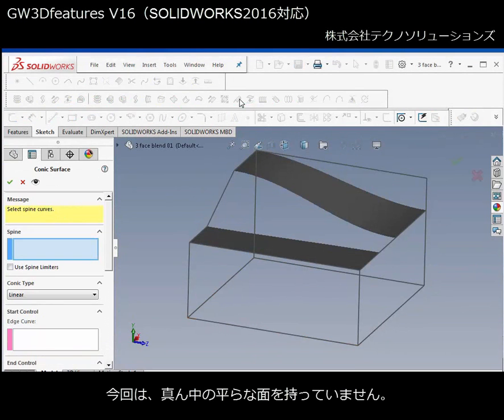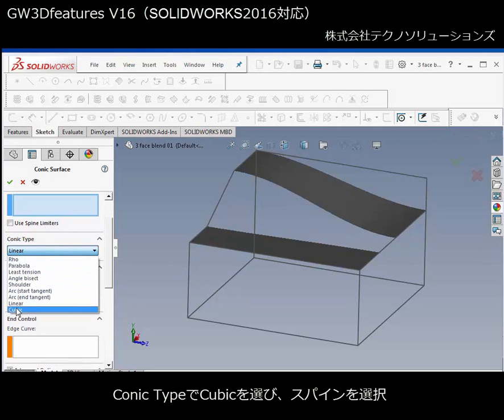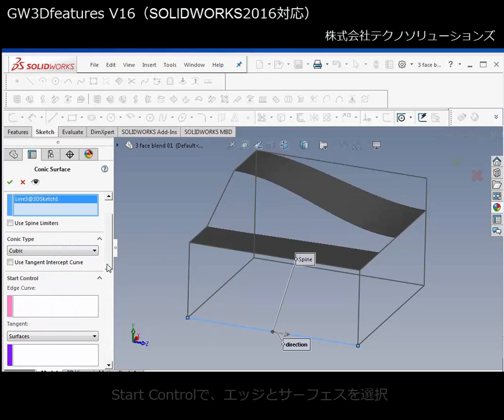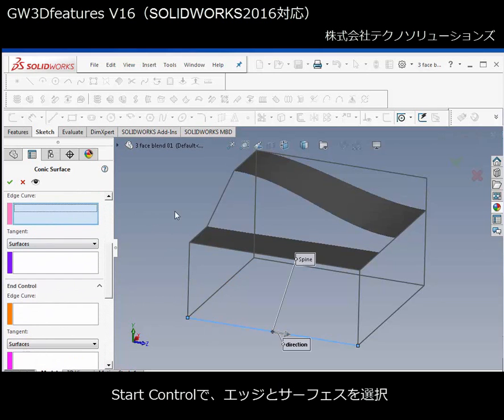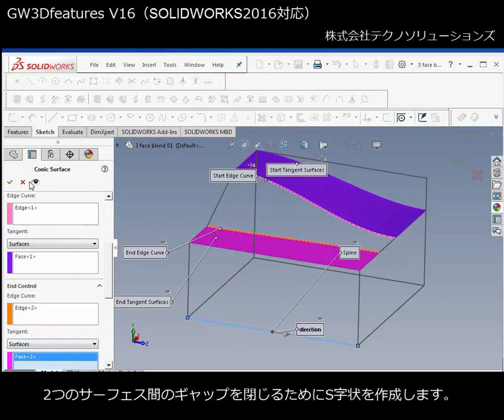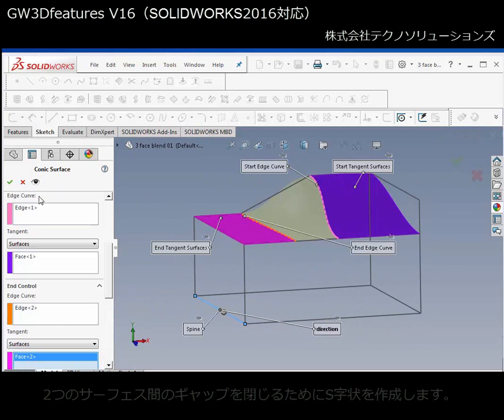Next we see a cubic blend actually producing a cubic shape, which is sort of an S curve. Starting with the spine, two edges, two slopes, but this time we do not have the middle flat surface. This is going to force the cubic surface to create an S shape to close the gap between these two surfaces. So on the left we have an S shape, and on the right it becomes a straight line.